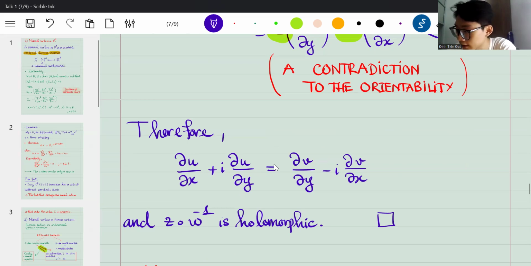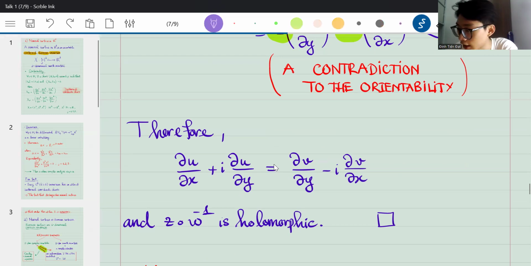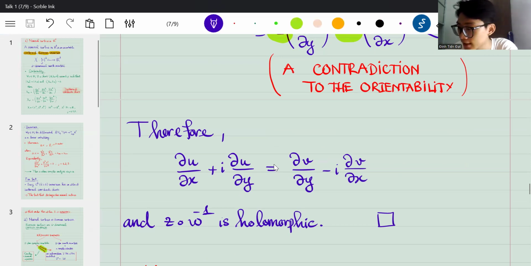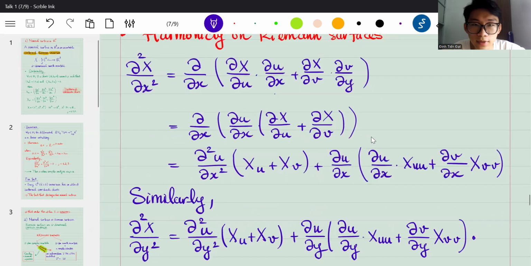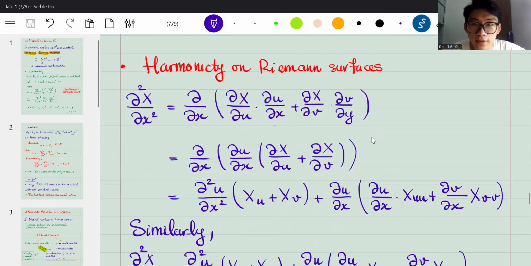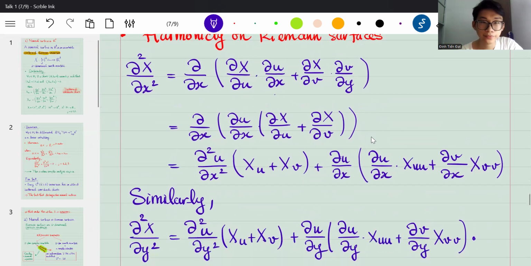It's very technical, but it's actually very elementary if you've learned complex analysis and a bit of differential geometry. Okay, so let's do something fun with derivatives and see what it looks like to talk about harmonicity on Riemann surfaces.